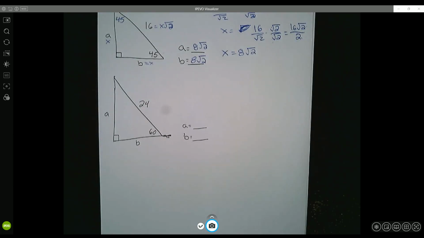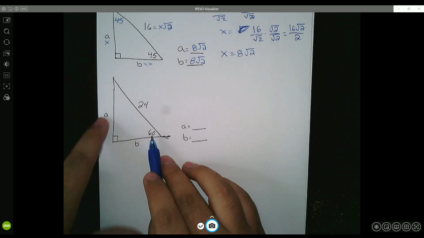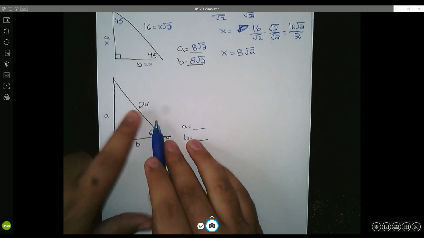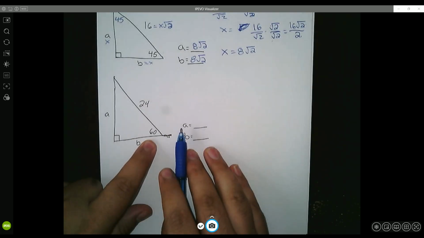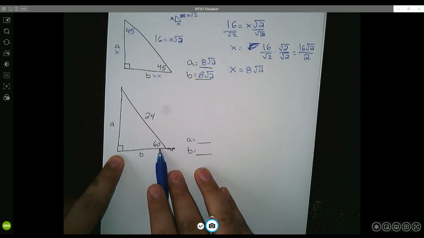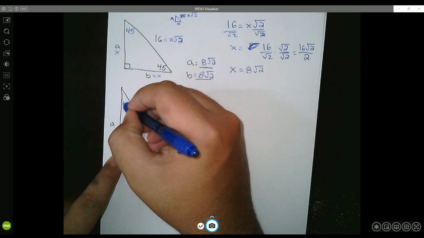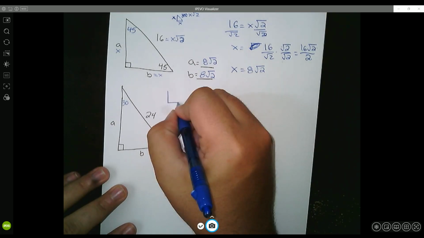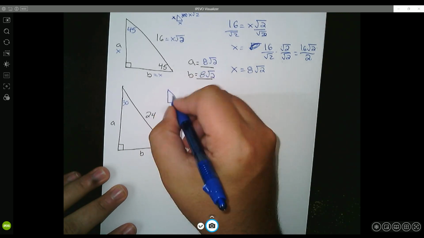The next thing we're going to look at is this triangle right here. We have legs of A and B once again, and a hypotenuse of 24. The only difference in this one is we have angles of 60 and 90. Since my angles are 60 and 90, my opposite angle has to be 30. It can only be 30; there's nothing else it can be. So with that, we now know it's a special right triangle, one of our 30-60-90 triangles. So it should be something like this.